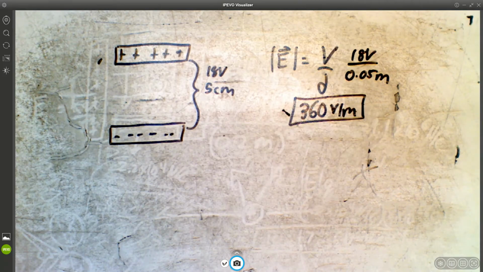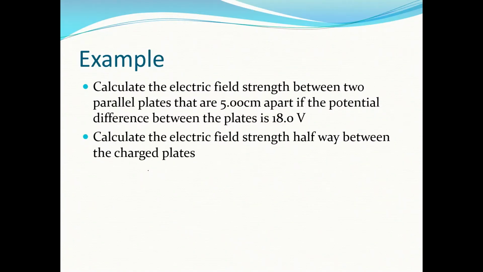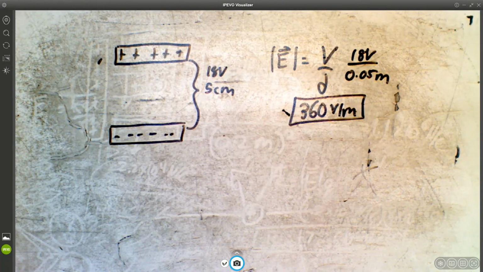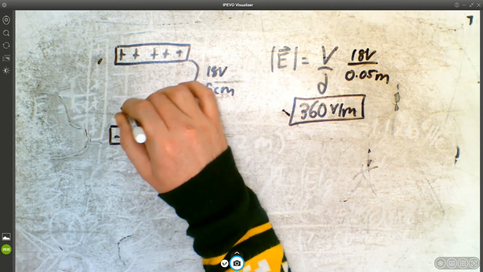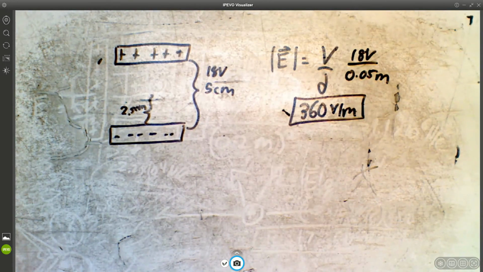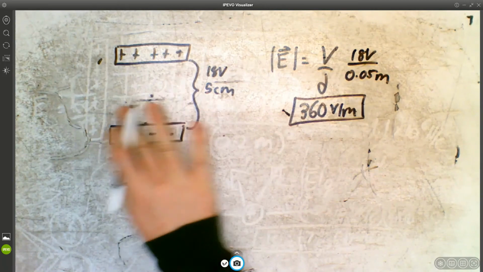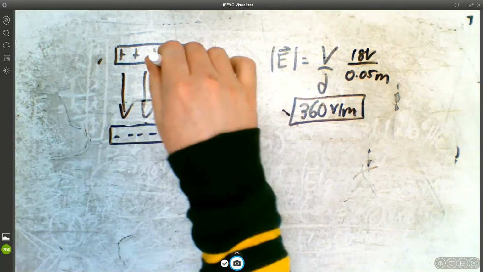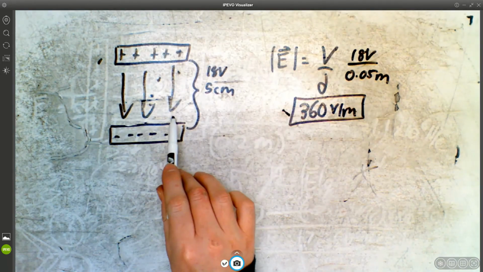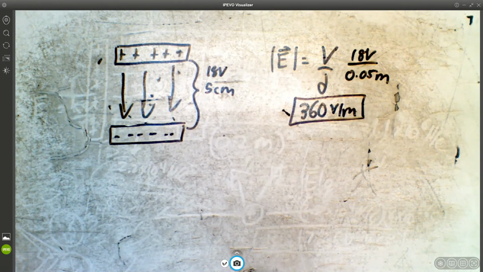Now, the second part of this question says, calculate the electric field strength halfway between the charge plates. So if we're here and we're 2.5 centimeters away, how is that going to change? Well, if you're thinking, oh, it's probably going to be half or something like that, you are wrong, right? Because what did we say about the electric field between these plates? It's uniform. So here at 360, here at 360, here at 360, everywhere between this plate is going to be 360 volts per meter.